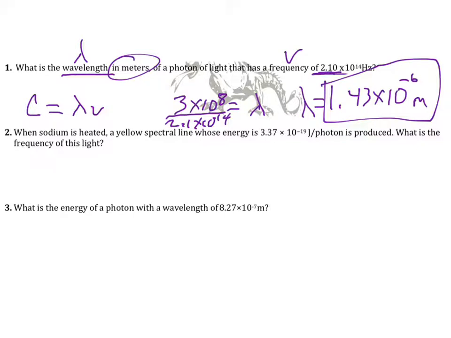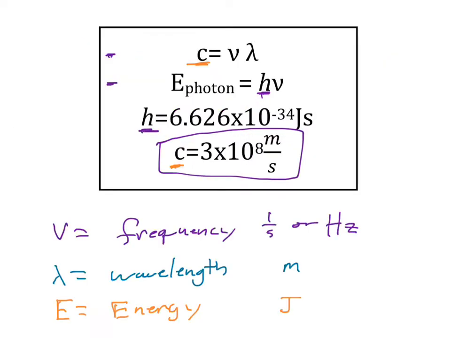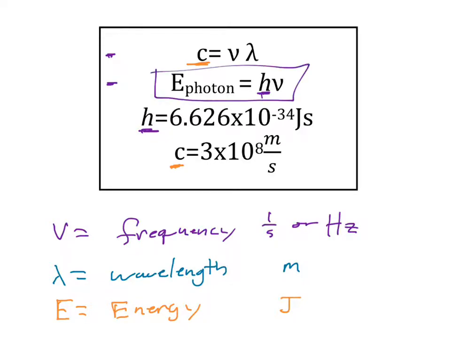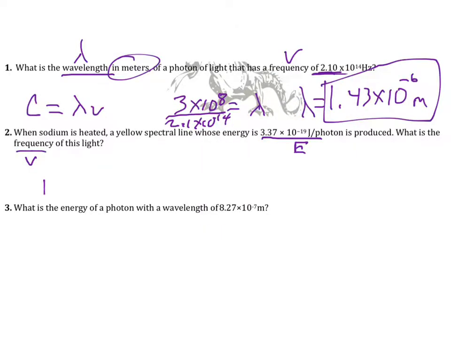All right, let's go ahead and go to the next one now. When sodium is heated, a yellow spectral line whose energy is this many joules per photon is produced. What is the frequency? So in this situation, it's giving us energy, and it's asking for frequency. Let's take a look at our equations. Which of our equations deals with energy and frequency? Well, it's this one. So we're going to use E equals hv.